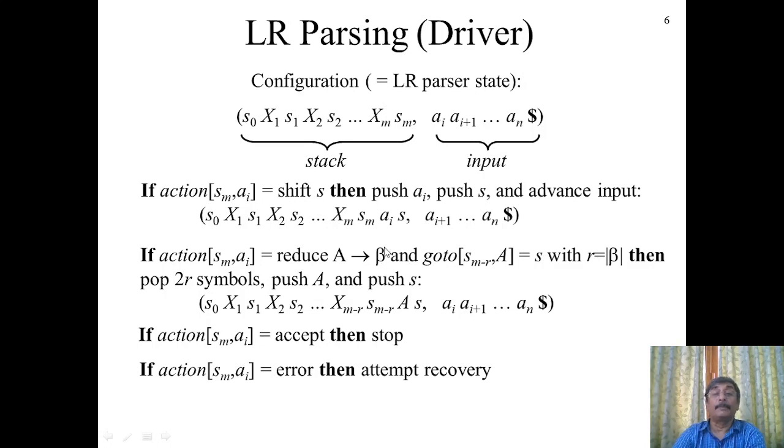So if beta is my RHS, then the stack contains twice the number of symbols in the beta, because every symbol has another state along with it, so a state information along with it. So it pops out twice the length of this beta, and then after that I must have a non-terminal at the very top, and then I have to push the state S, where I could go from the last state using this particular non-terminal that I also push onto the stack.